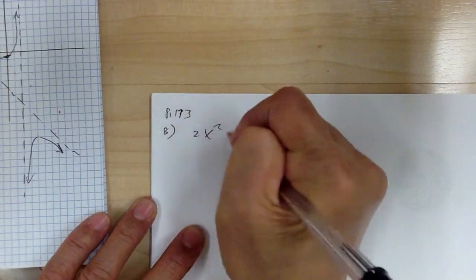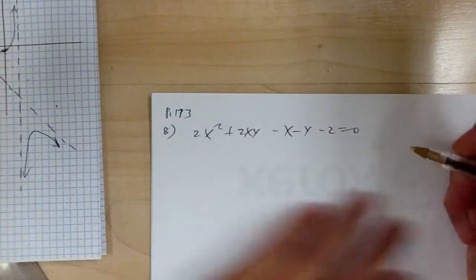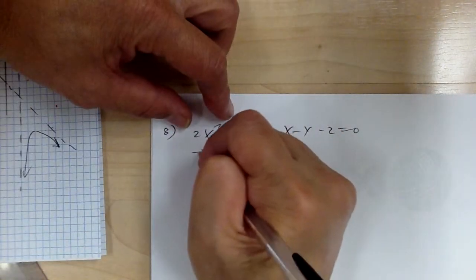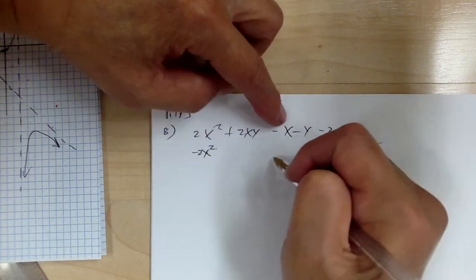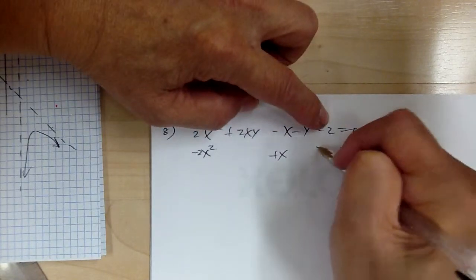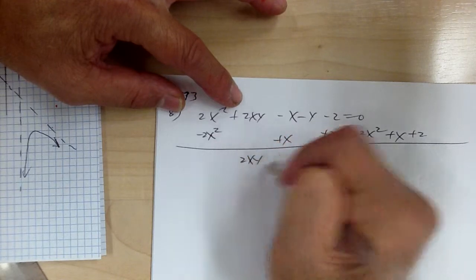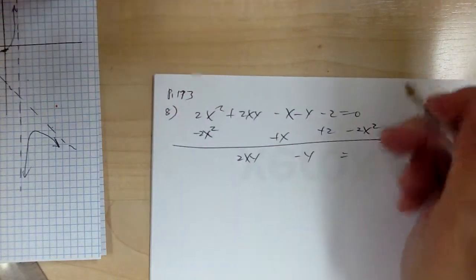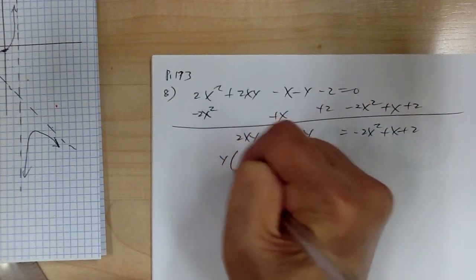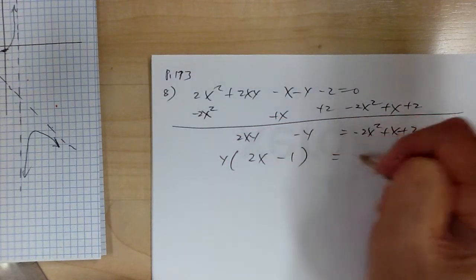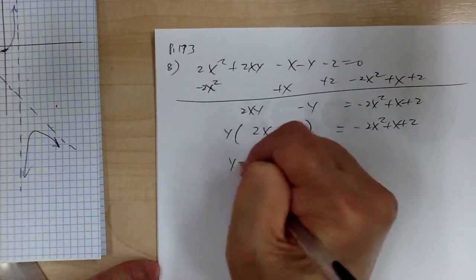You've got 2x squared plus 2xy minus x minus y minus 2 equal to 0. So minus 2x squared, minus 2x squared, plus x, plus x, plus 2, plus 2. So you keep all the y terms and move everything else. Next, go and factor out the y, and then you divide.